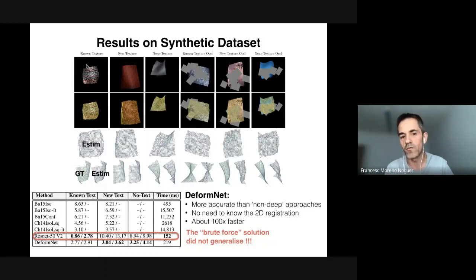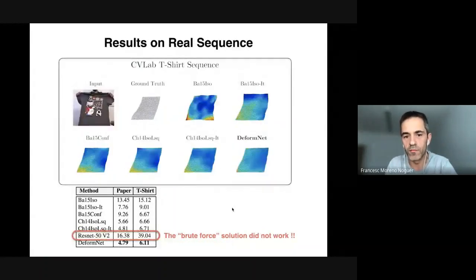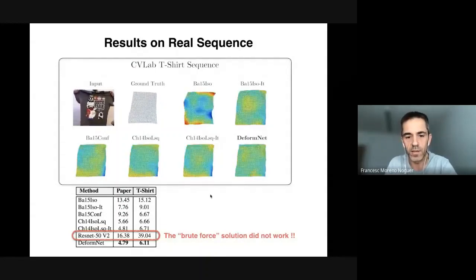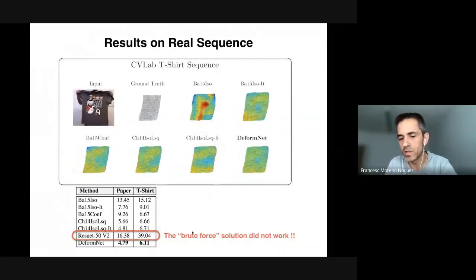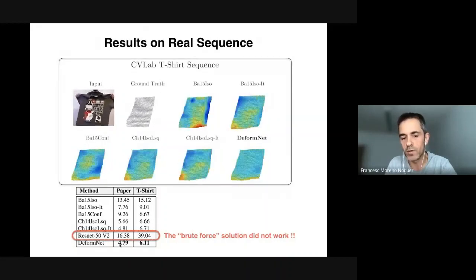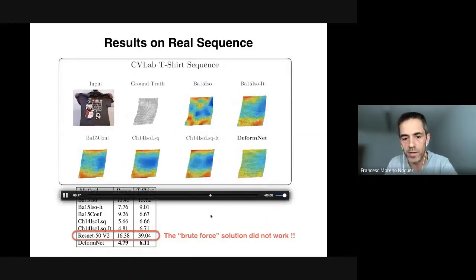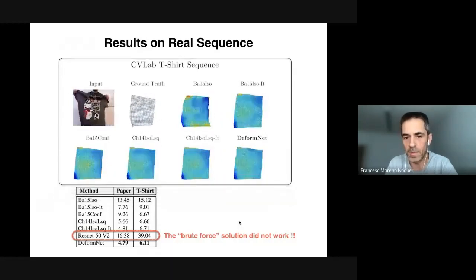It only worked for the known textures, but when we tried to generalize to new textures, it just broke completely. Here is another example of this method on a real experiment, a real data set. Again, more or less the same performance. The ResNet brute force solution didn't work at all, while our DeformNet, the example on the bottom right, is the one that worked the best and fastest.